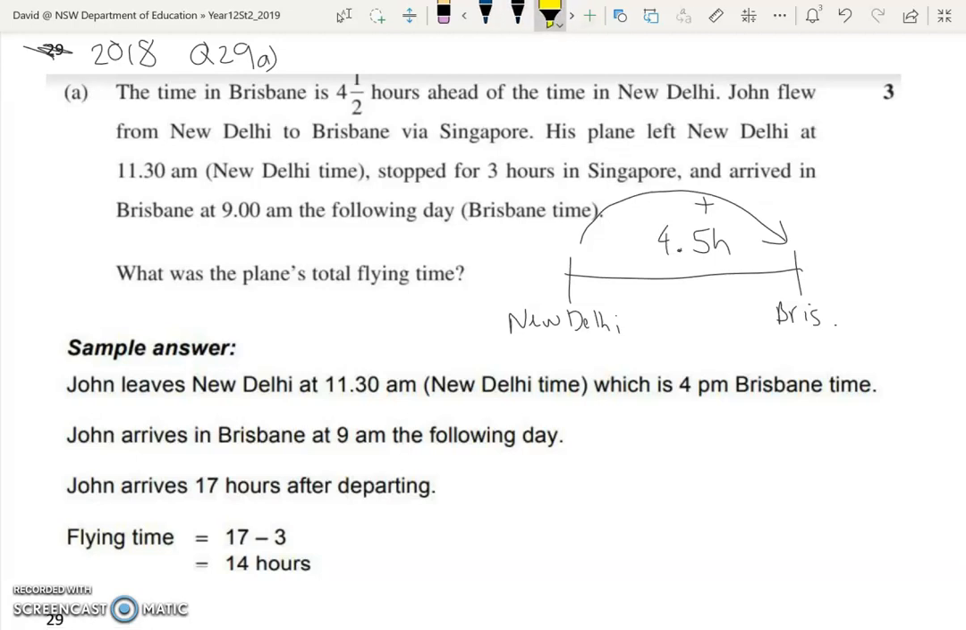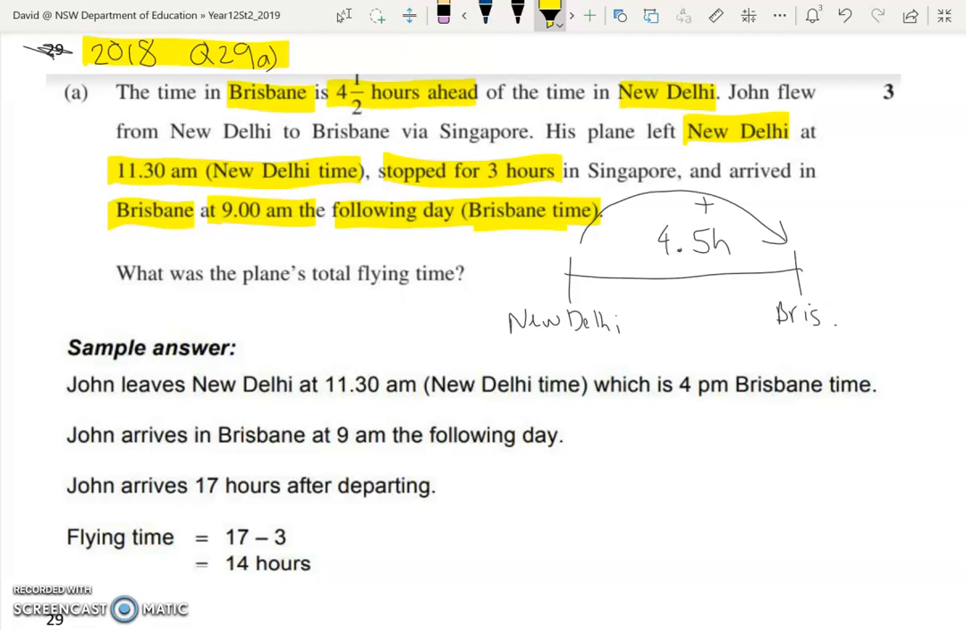All right, 2018, question 29a. The time in Brisbane is 4.5 hours ahead of New Delhi. We fly from New Delhi to Brisbane via Singapore. We left New Delhi at 11:30 New Delhi time. We stopped for 3 hours in Singapore, and then we arrived in Brisbane at 9 a.m. the following day, Brisbane time. Okay, and the question asks, what's the plane's total flying time?